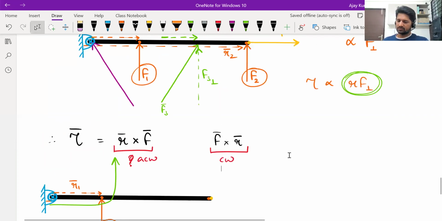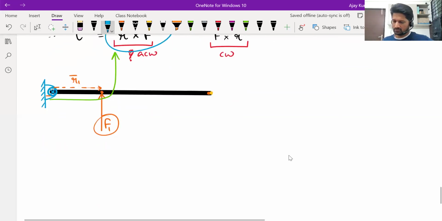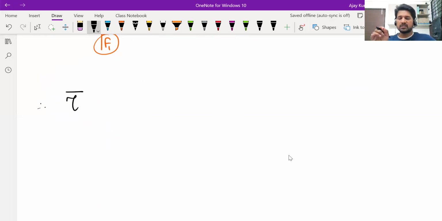Now we know that the torque produced by F1 is anti-clockwise. It rotates this rod anti-clockwise. So should you use R cross F or F cross R to find out torque? You should use R cross F. Therefore, the formula for torque produced by a force, torque meaning rotational effect, is that the rotational effect produced by a force about a certain point is R cross F.